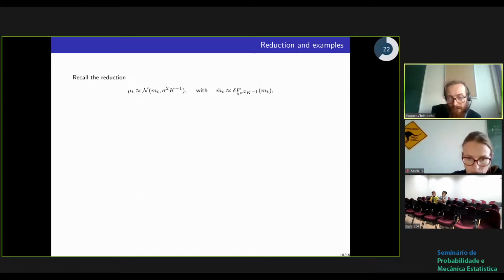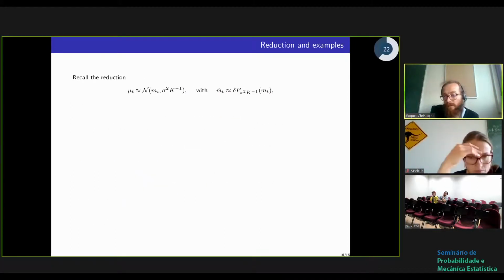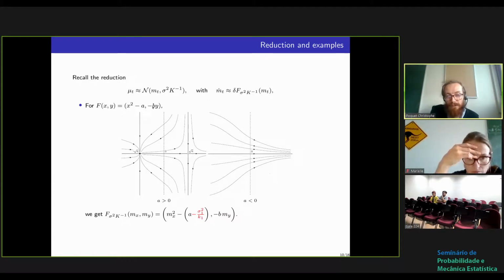But this modified function f, what is it? It's just an integral of f of x plus mt against a Gaussian distribution. So in fact, if f here is just a polynomial function, you are just looking at moments of your normal distribution here, Gaussian distribution. So for a simple function as this one, you can compute explicitly the modified function f. And for this example, the modified function f at mx and my is just given by this function here, in which you recognize more or less the initial function f. So it's the same function with just some shift in the constant a here.